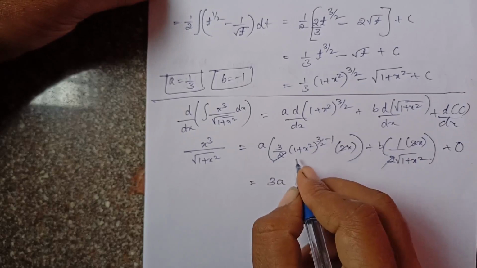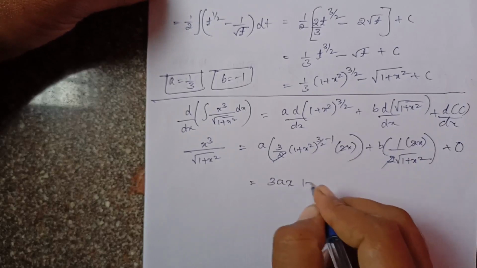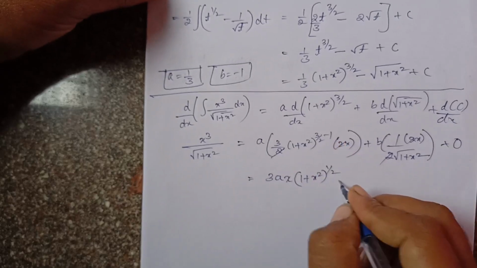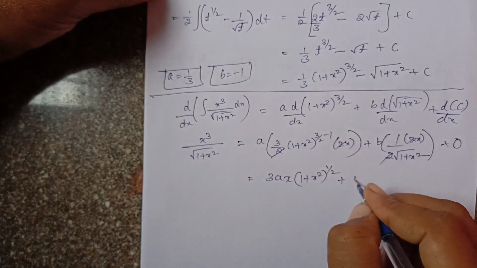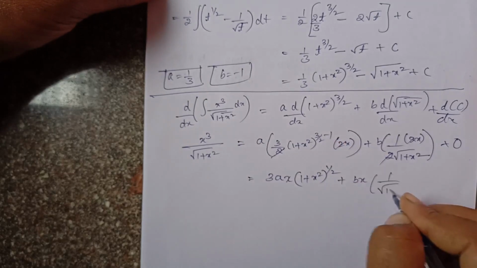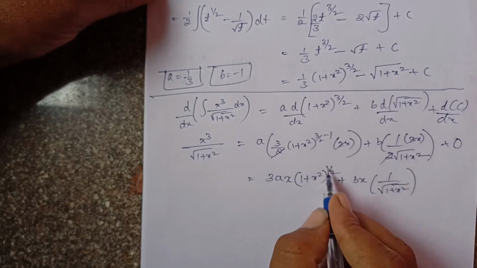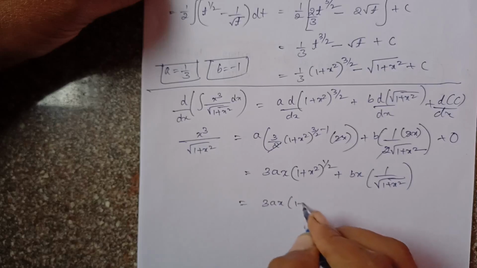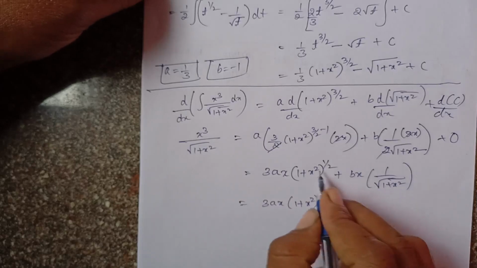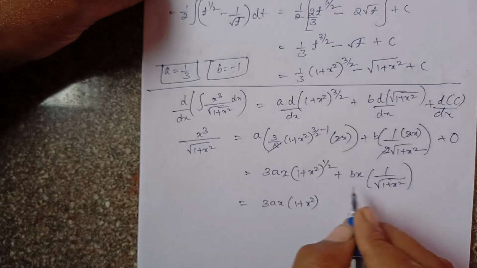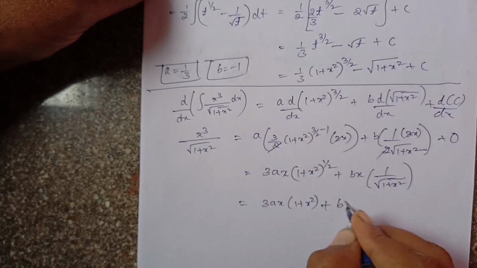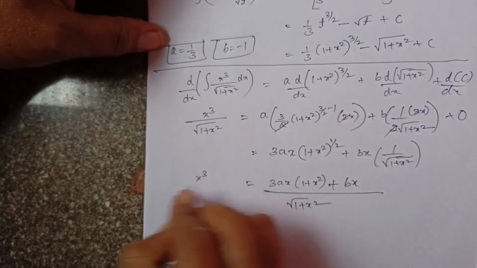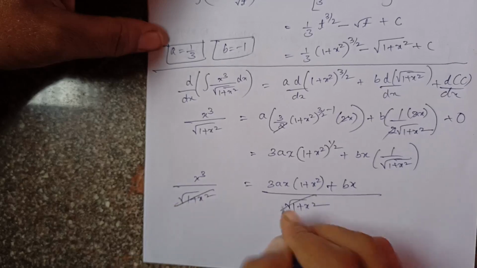3a into, sorry, x is there. 3ax into 1 plus x square to the power of 3 by 2 minus 1 is nothing but 1 by 2. Plus, here we have bx by square root of 1 plus x square. Power 1 by 2 is nothing but root. So, if you cross multiply, 3ax into 1 plus x square, root of 1 plus x square over root of 1 plus x square, so the square root gets cancelled out, plus bx divided by square root of 1 plus x square. This is x cube by square root of 1 plus x square. Denominators get cancelled out.